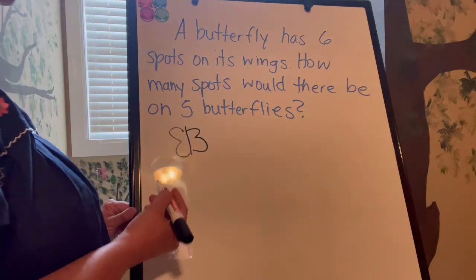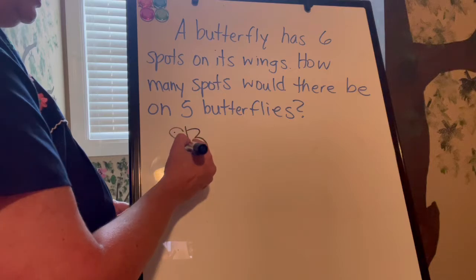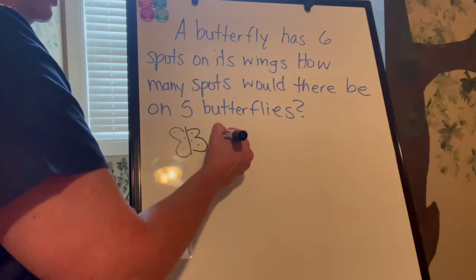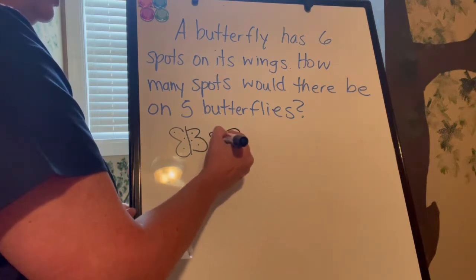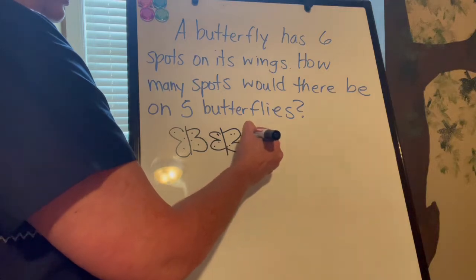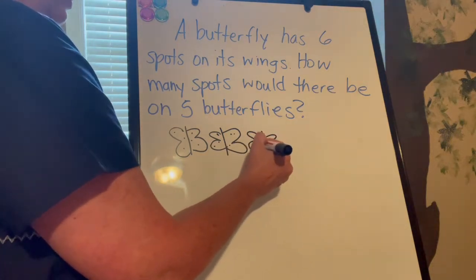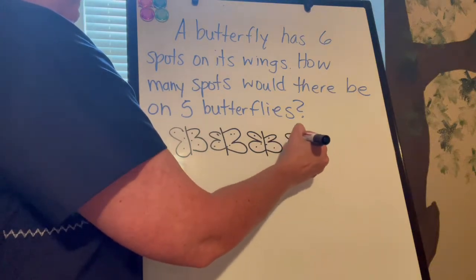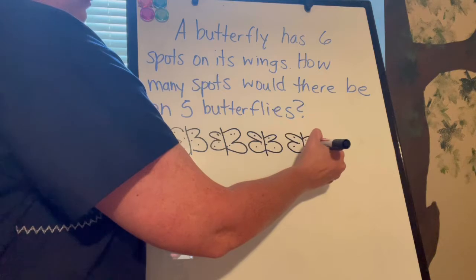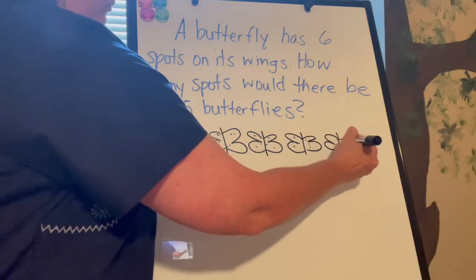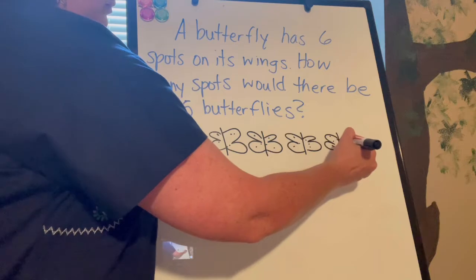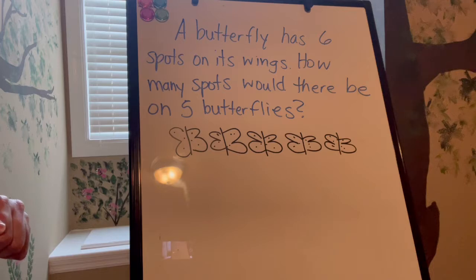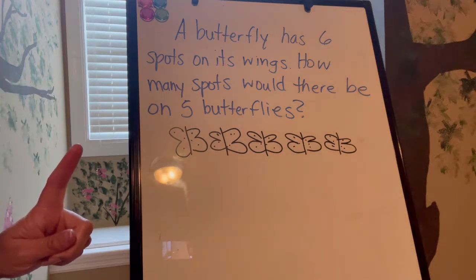All right, so if I have a butterfly and I put 6 spots on it, 3 there and 3 there, let's draw my butterfly, 3 spots on each side. Okay, so I have 5 butterflies. Each one has 6 spots on them. So how can I solve this problem?